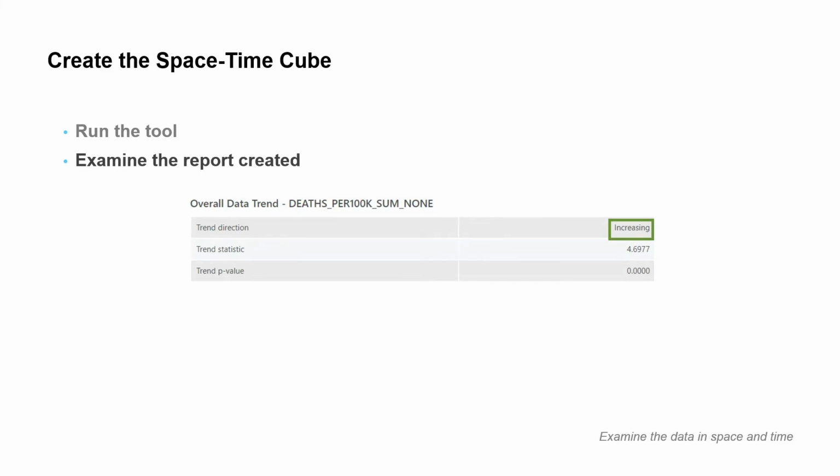The report also provides information about trends in the data. In this case, deaths per 100,000 is increasing over time. The tool uses the Mann-Kendall statistic to assess these data trends. Okay, we have a space-time cube and a report with information about the cube. Next, we'll want to visualize the cube so we can explore the data in 3D.